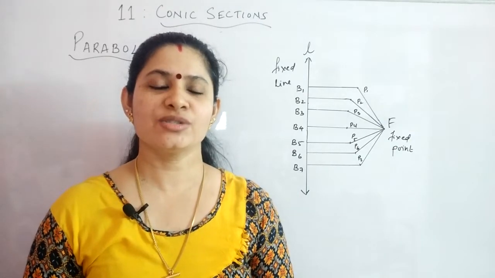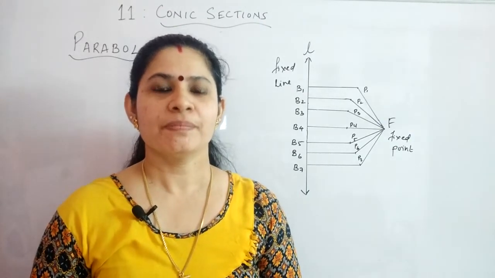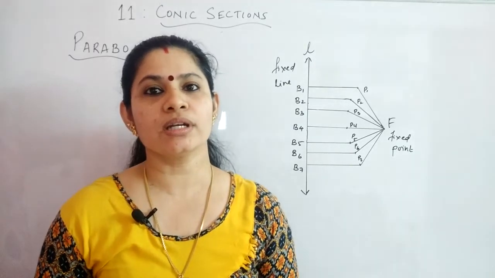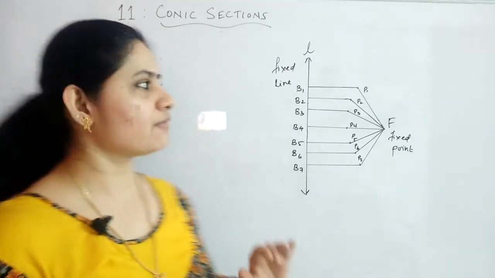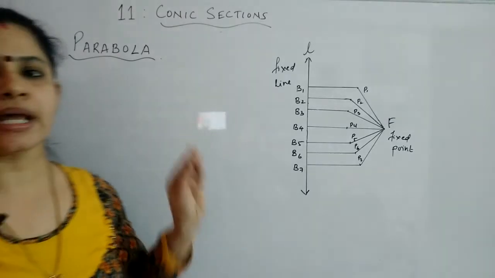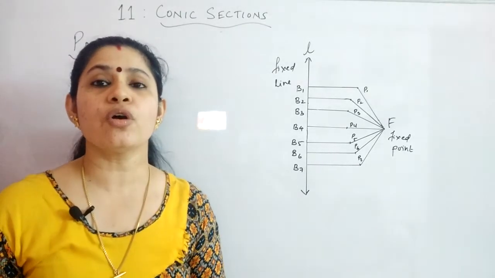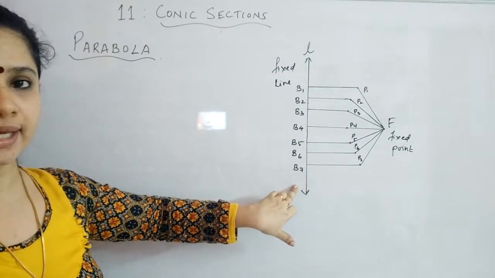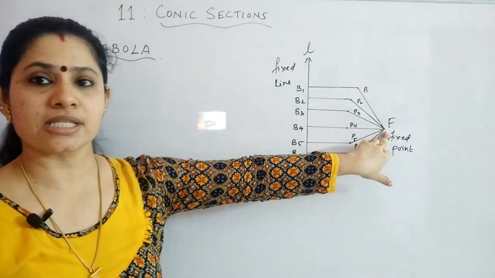Hello everyone, today we are starting a new topic, parabola of the chapter conic sections. Now, what is this parabola? For that I have drawn a figure, and a parabola is the set of all those points which are equidistant from a fixed line and from a fixed point.